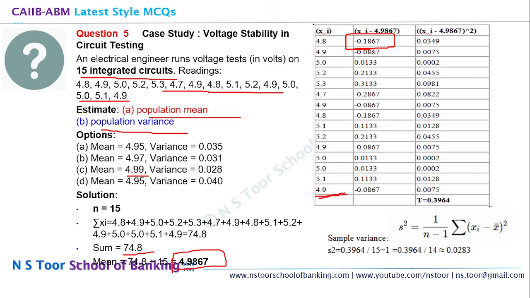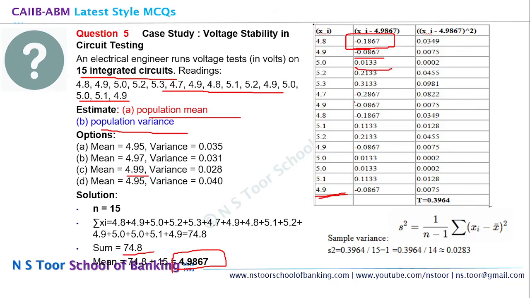So this is the number. In this way, we will calculate in all the cases. 4.9 minus, in the second case, it is 4.9 minus 4.9867. So again, this is minus. In the third case, 5 minus 4.9867, it means this is 0.0133. Likewise, we are doing the calculations for all the 15 circuits.